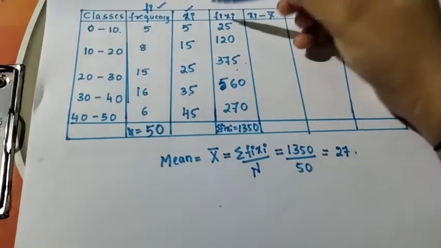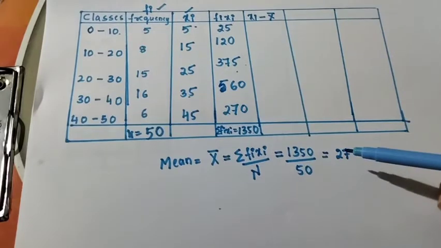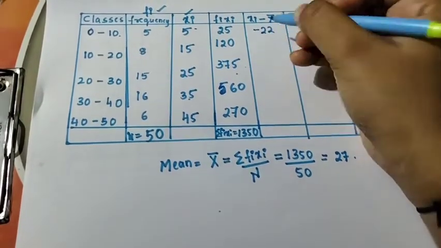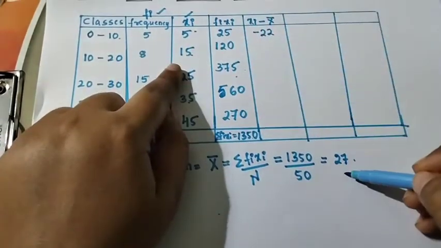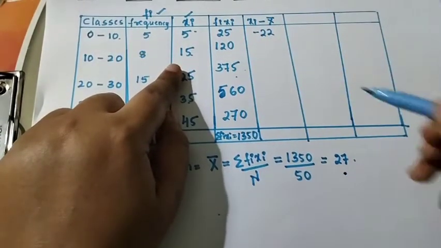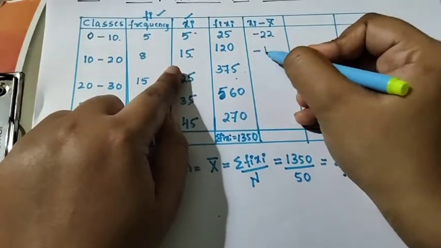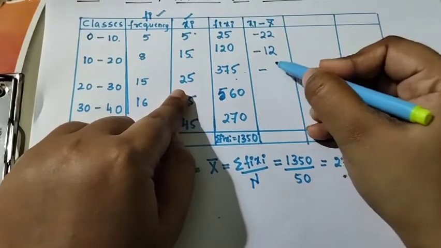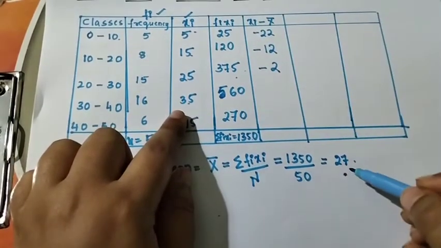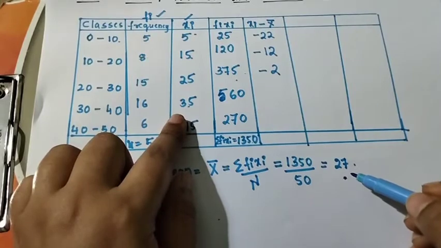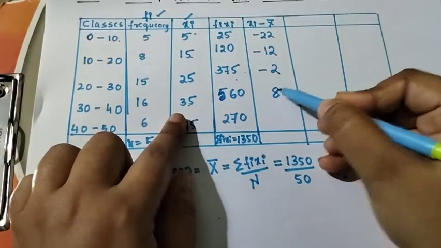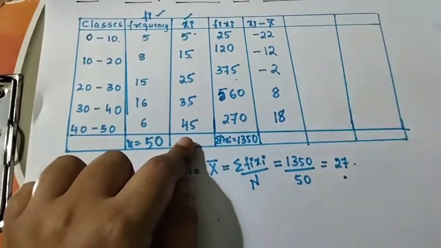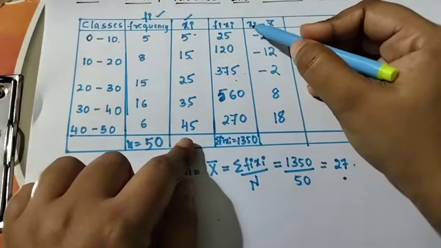From each xi you have to go on subtracting the x bar value. The first xi is 5. 5 minus 27 is equal to minus 22. Next, 15 minus 27 is equal to minus 12. 25 minus 27 is equal to minus 2. Next, 35 minus 27 is equal to 8. 45 minus 27 is equal to 18. So this is xi minus x bar.